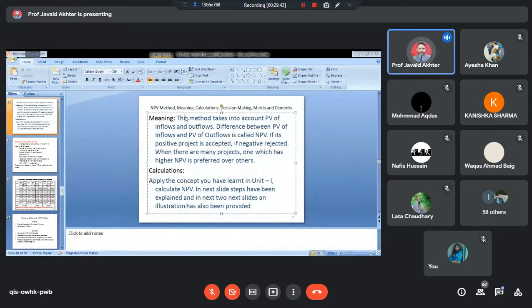Is there anyone who has still not understood the concept of compound interest? Each one of you is clear about compound interest or not? Yes, sir. Okay, silence I'll take as positive. Yes, everyone has understood the concept of compound interest.